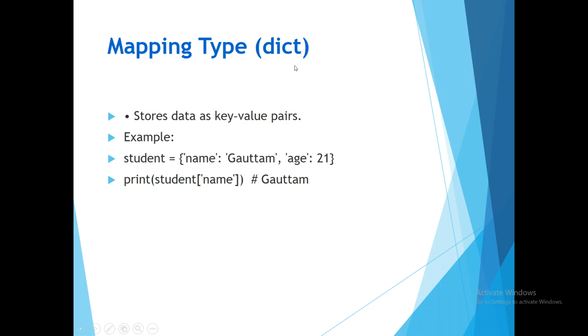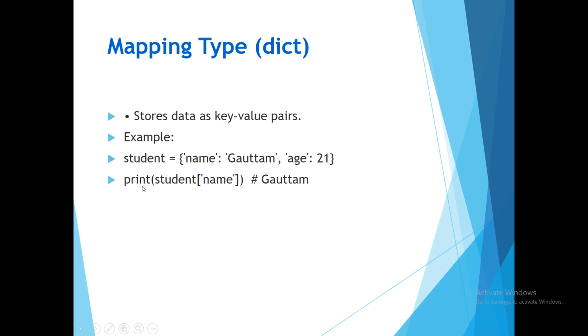So, mapping data types: dictionary data types. In Python, the dictionary data type is also available. It stores data as key-value pairs, just like in a dictionary, where we see the name and the information about it. For example, you can see here "student name" in quotes, colon, Gautam, and then a comma for the next data. So this is a key and this is a value. This is age, 21. So this is a key and this is a value.